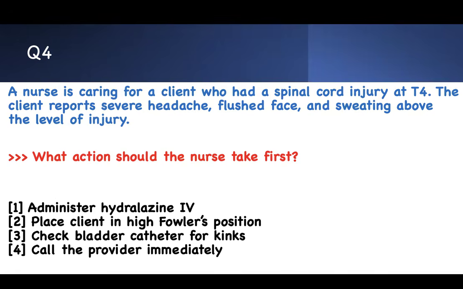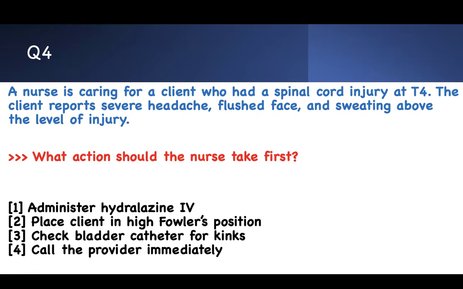So what action should the nurse take first? Same thing. Okay, you tell yourself, I've got to be sharp. What is the problem? Go over the buzzwords. Focus on the buzzwords. A nurse is caring for a client who has what? Spinal cord injury at T4. Something should tell you right away. A T4 spinal cord injury, most likely they're asking me about autonomic dysreflexia.